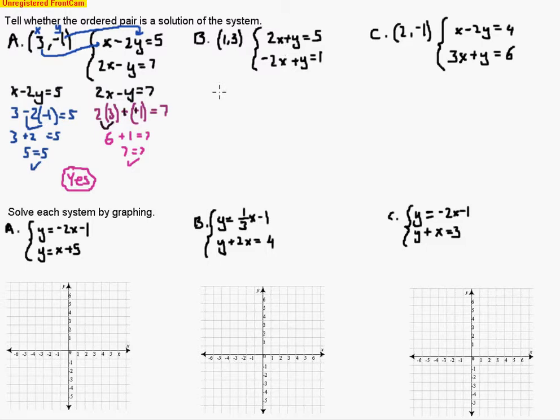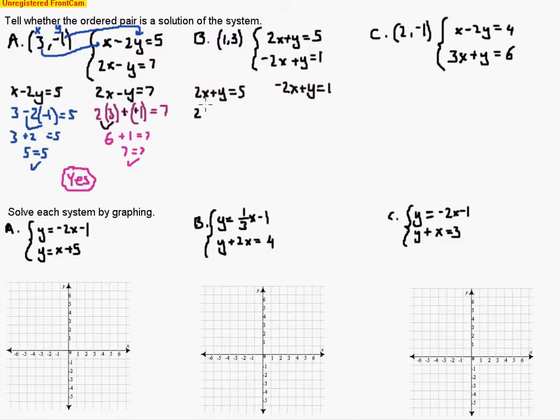Well, let's try this next one. We take the point and we substitute it into the two equations. So let's go ahead and rewrite our two equations. 2x plus y equals 5, and we have a -2x plus y equals 1. So we're going to do some substitution, see if it works, and makes 5 in one equation, makes 1 in the other. So we'll go ahead and rewrite what we've got.